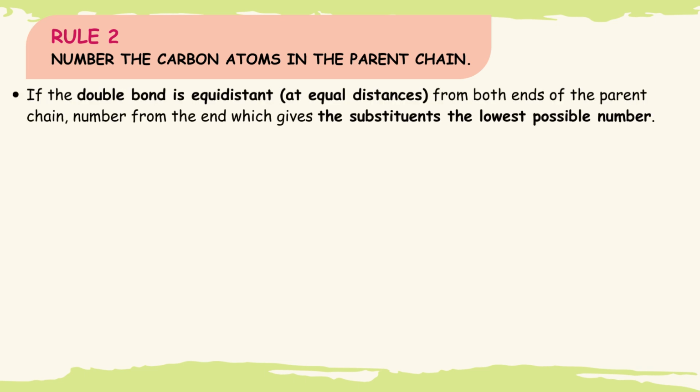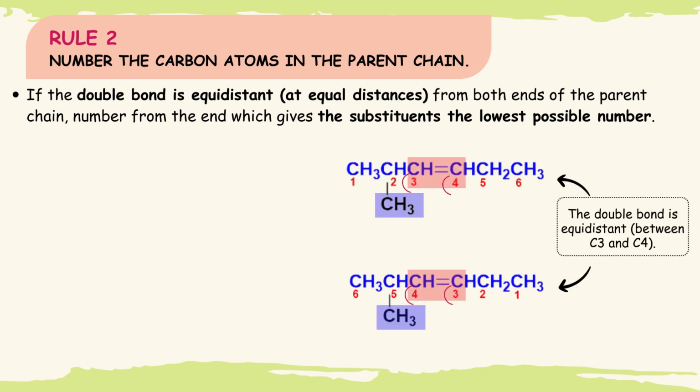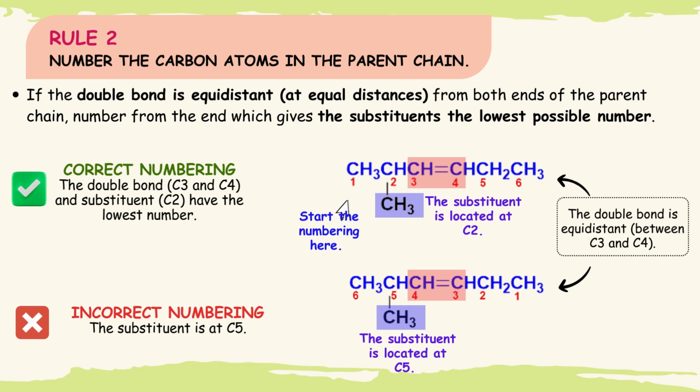If the double bond is equidistant, or at equal distances, from both ends of the parent chain, number from the end which gives the substituents the lowest possible number. For example, in this compound, the location of the double bond is between the third and fourth carbon atoms. Either the numbering begins from the left or right side. Since the substituent gets the lowest number from numbering from the left side, its name is 3-hexene.